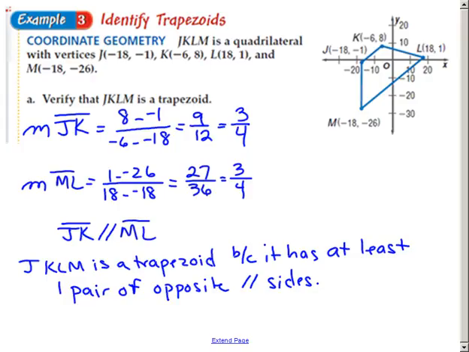One way we can verify that JKLM is a trapezoid is to see if we can determine that it has at least one pair of opposite sides parallel to each other. I tried our segments JK and ML to see if they had the same slopes to determine whether or not they are parallel to each other. By looking at my data, I see that the slopes are the same, therefore the segments should be parallel. So I know JKLM is a trapezoid because it has at least one pair of opposite sides parallel to each other.